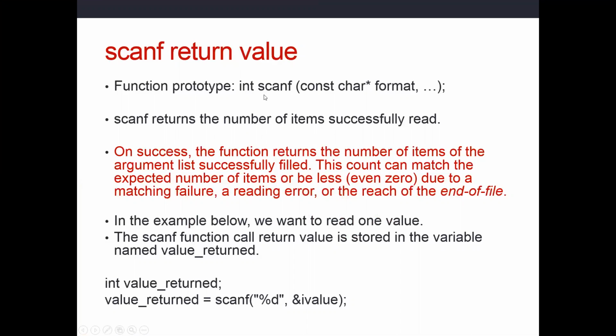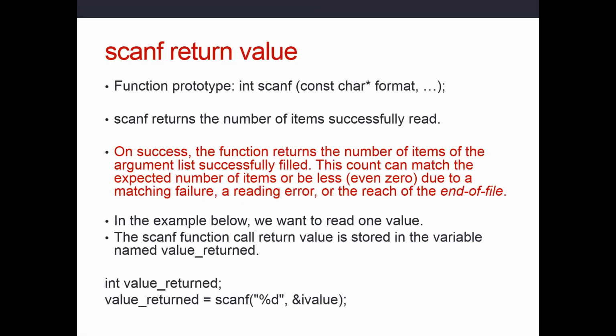When we first looked at it, we said that scanf has a data return type of int. It returns some sort of integer value. It returns the number of items successfully read. That number relates to the number of format specifiers in there, right? How many %f, how many %d, how many %c do we have in there? So on success, the function returns the number of items of the argument list successfully filled.